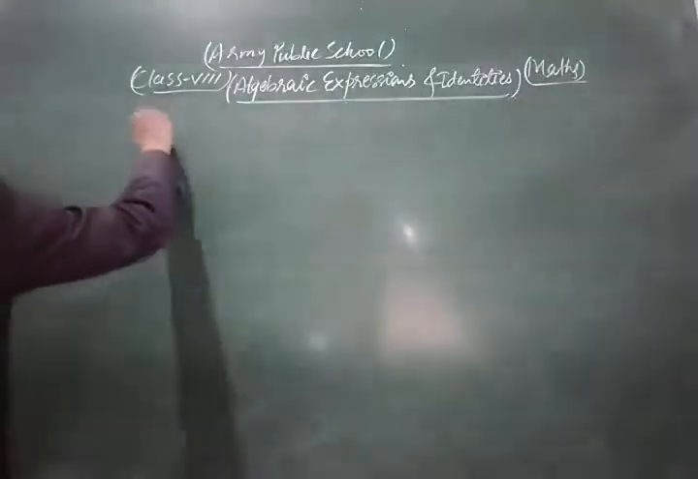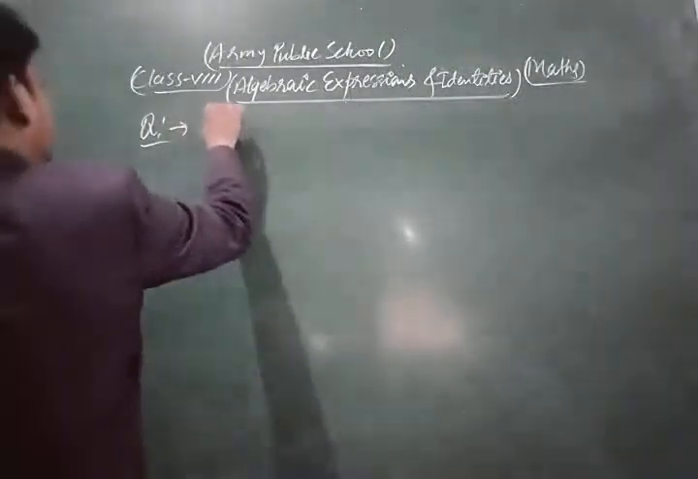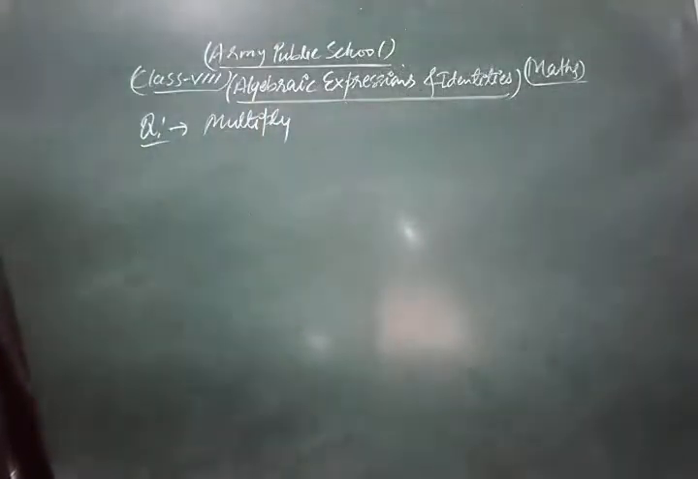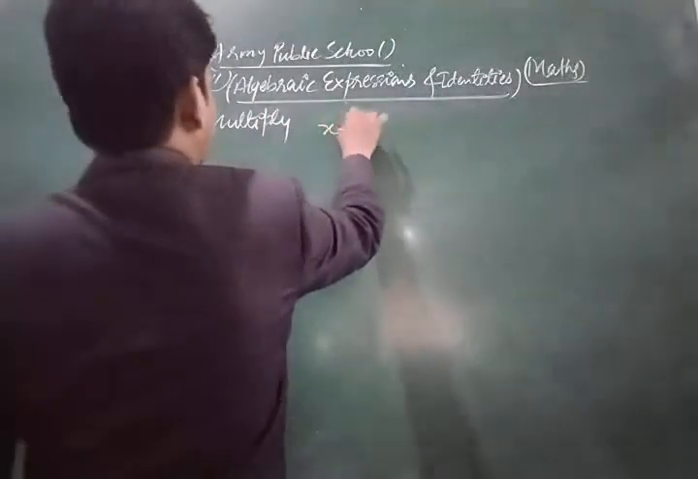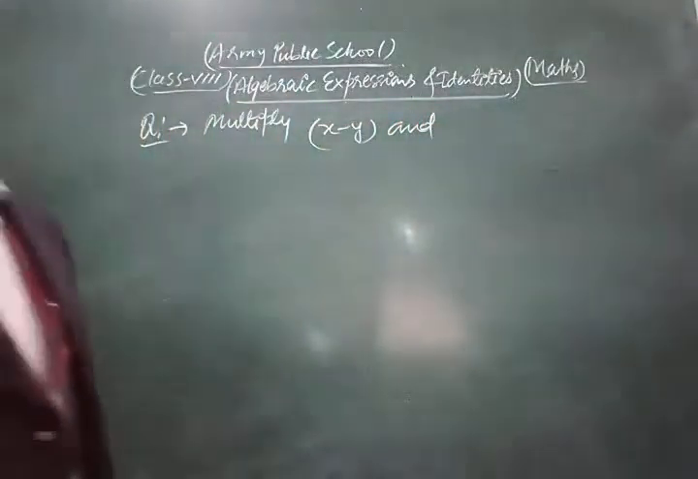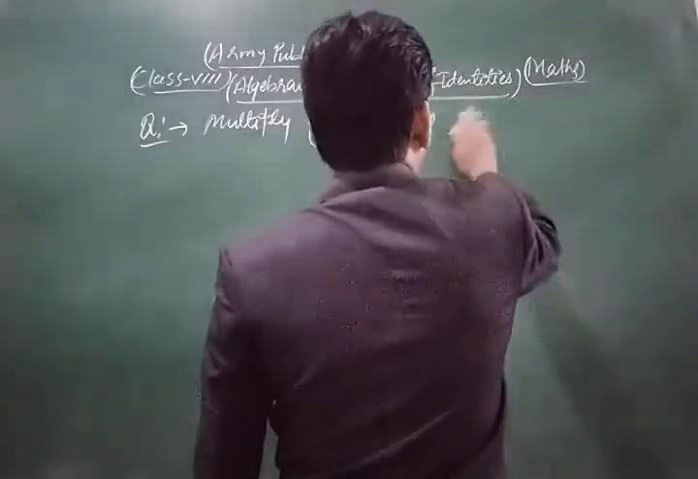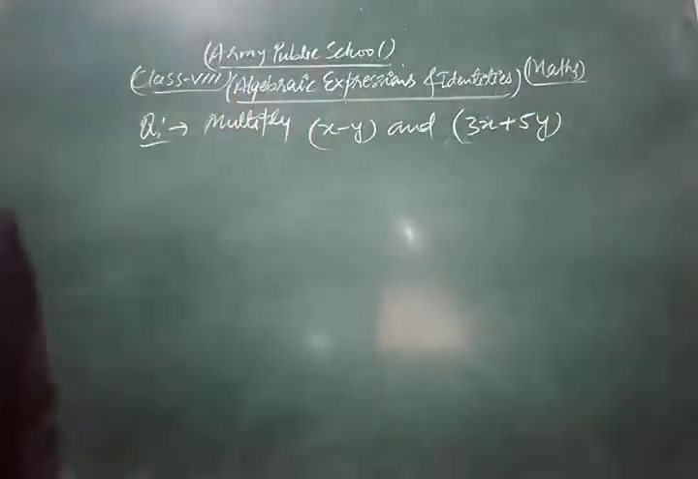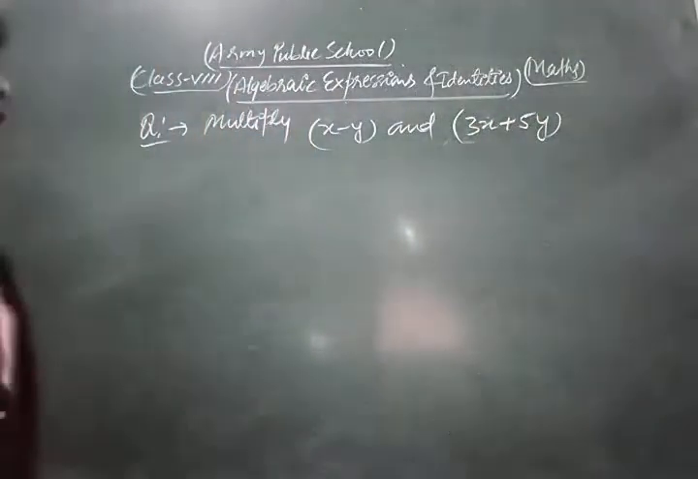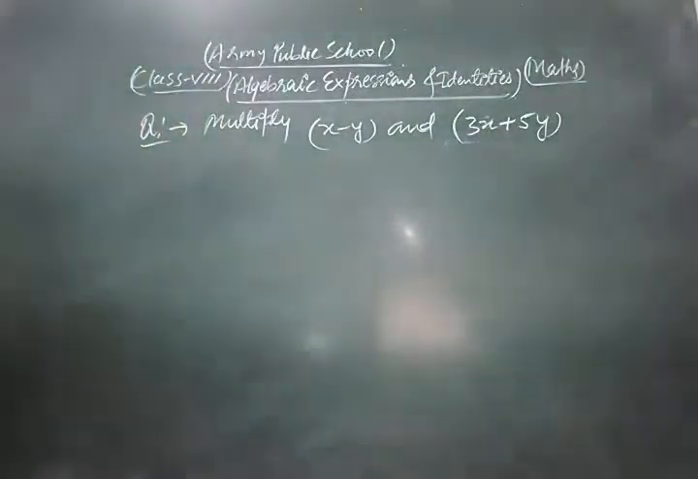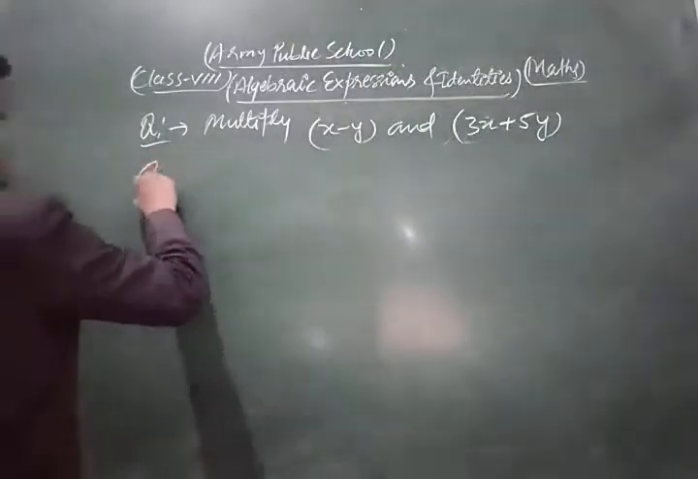We take a very important question, and your question is: multiply x minus y and 3x plus 5y. Multiply x minus y and 3x plus 5y. Now look, so now let's see the solution.